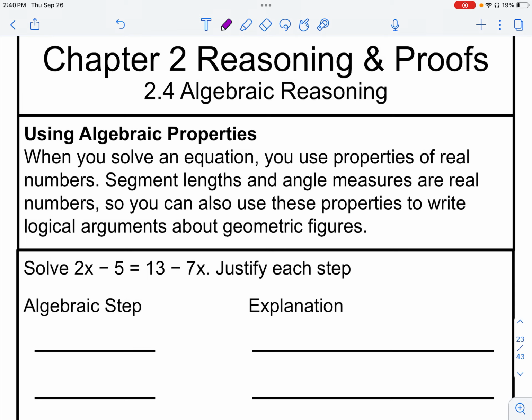All right, now let's talk about algebraic reasoning. When we solve an equation, we use properties of real numbers. Segment lengths, angle measures, they're all real numbers. So we can use those properties to write logical arguments about geometric figures. So we're just going to go ahead and solve the way we've always solved, but now we're going to explain what we're doing.